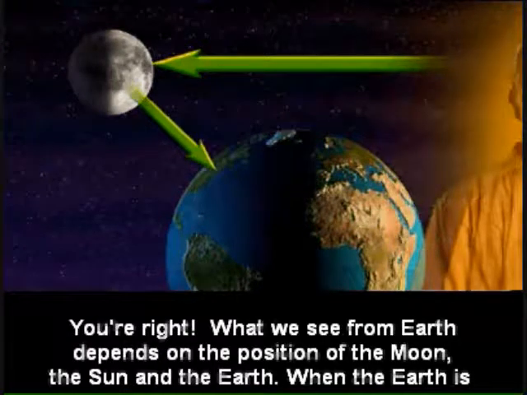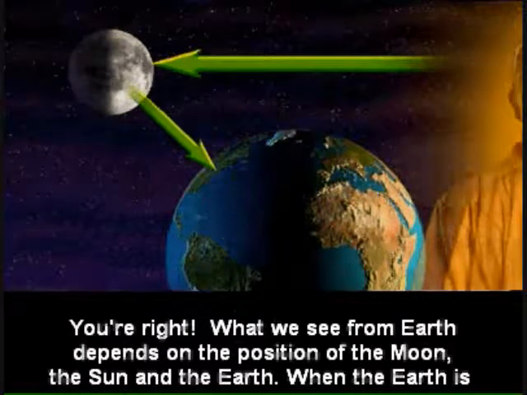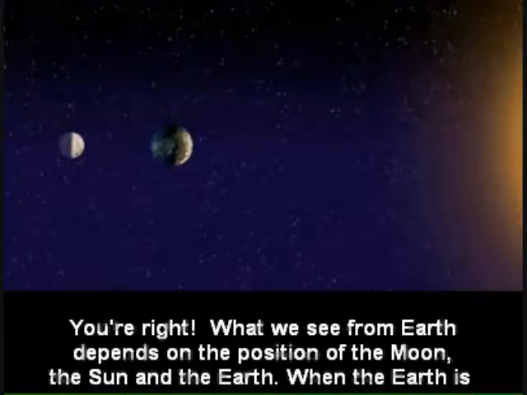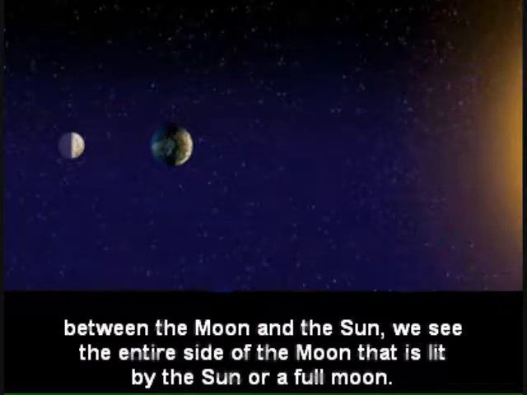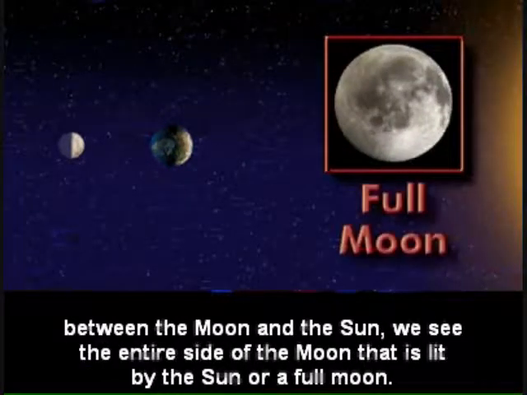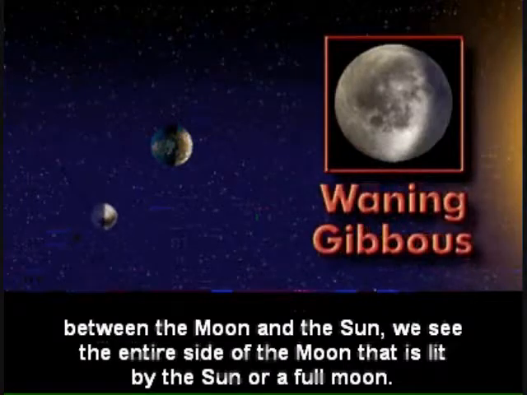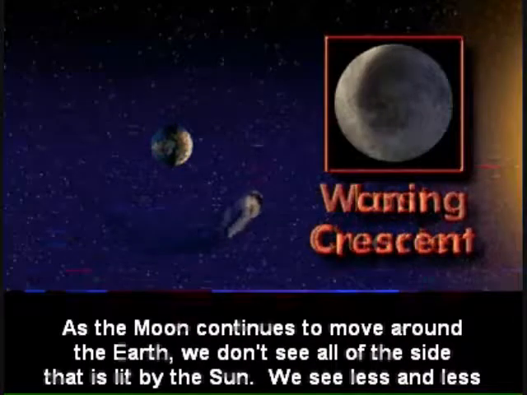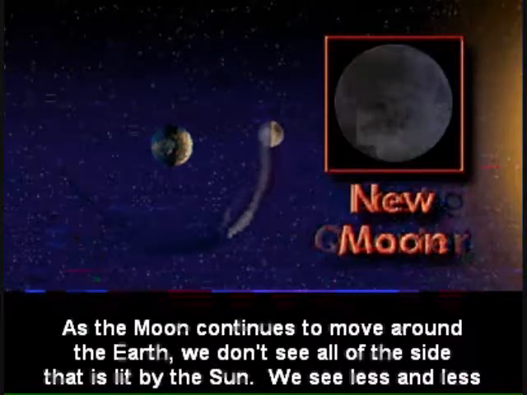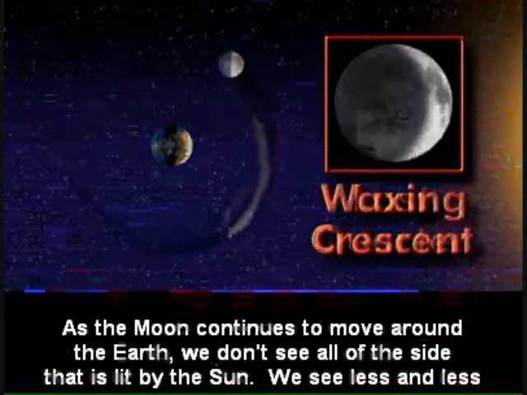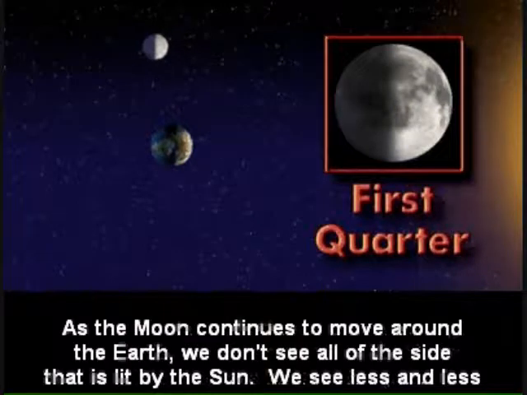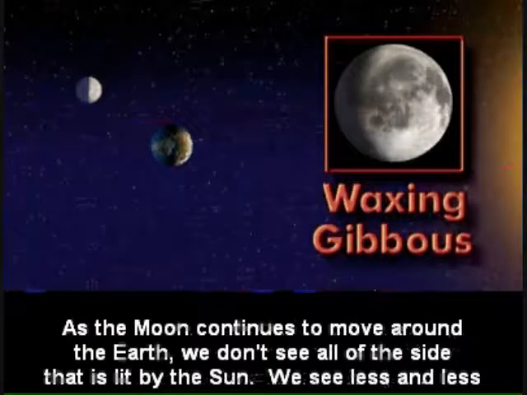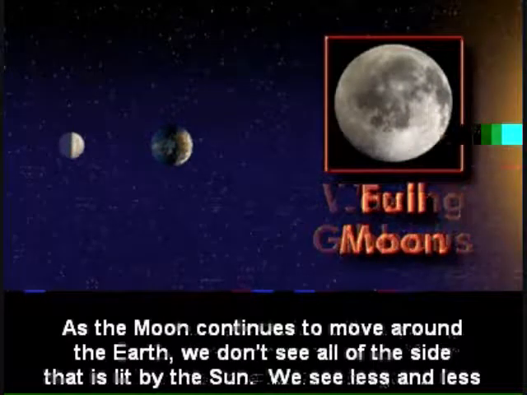You're right. What we see from Earth depends on the position of the moon, the sun, and the Earth. When the Earth is between the moon and the sun, we see the entire side of the moon that is lit by the sun, or full moon. How does the shape change? As the moon continues to move around the Earth, we don't see all of the side that is lit by the sun. We see less and less of that side until we don't see anything. Then slowly we see more of the moon until we see the full moon again.